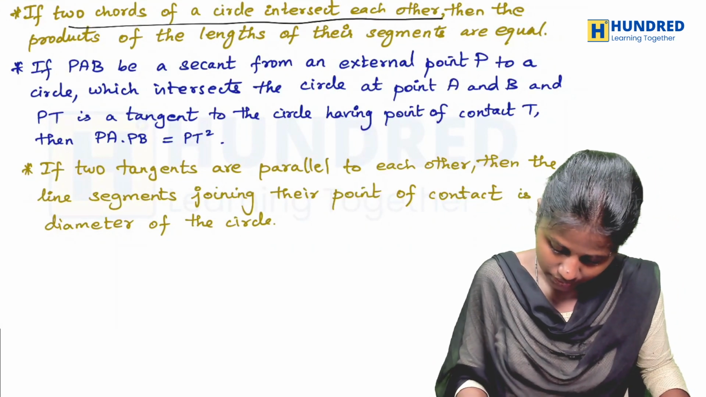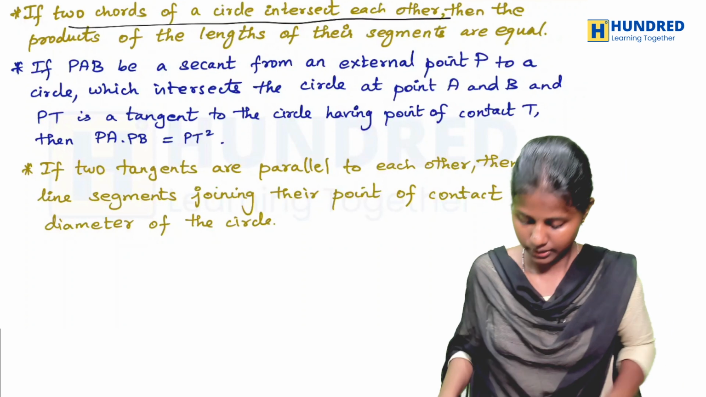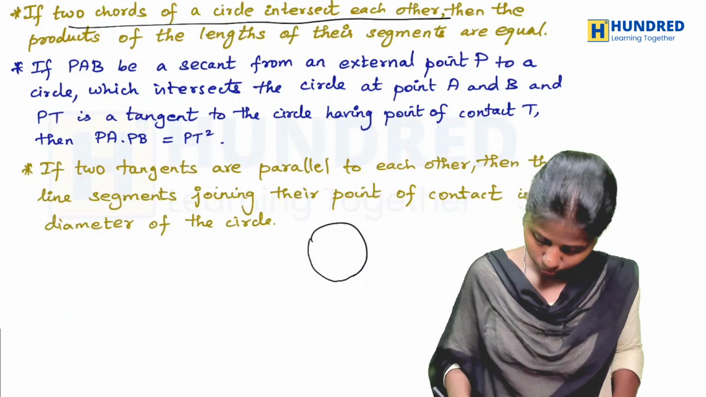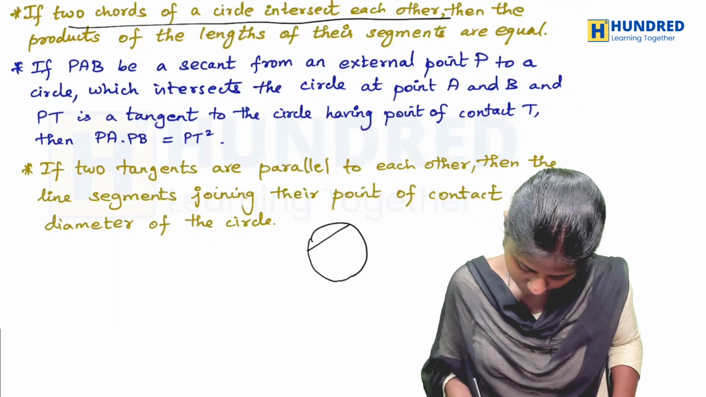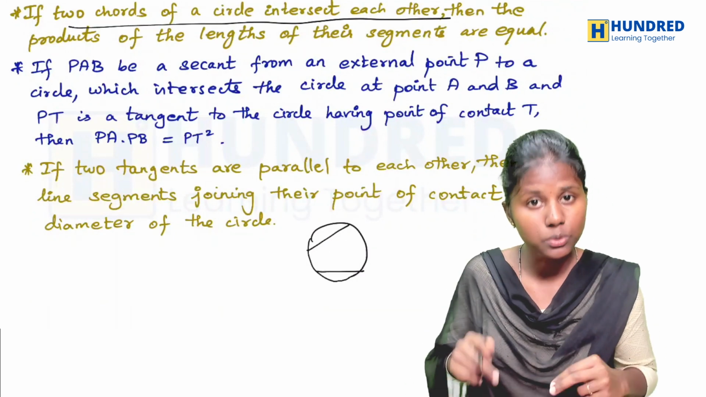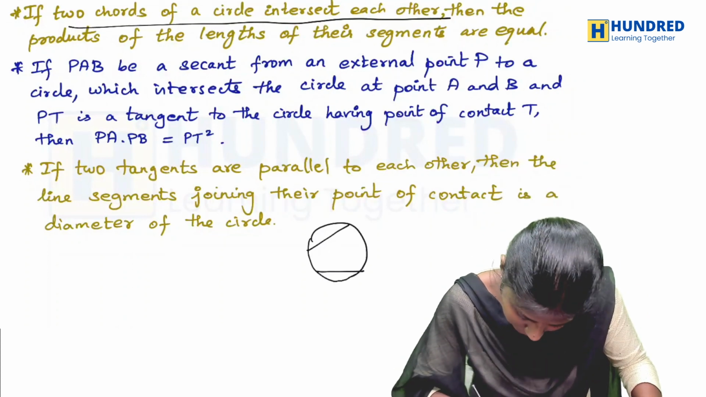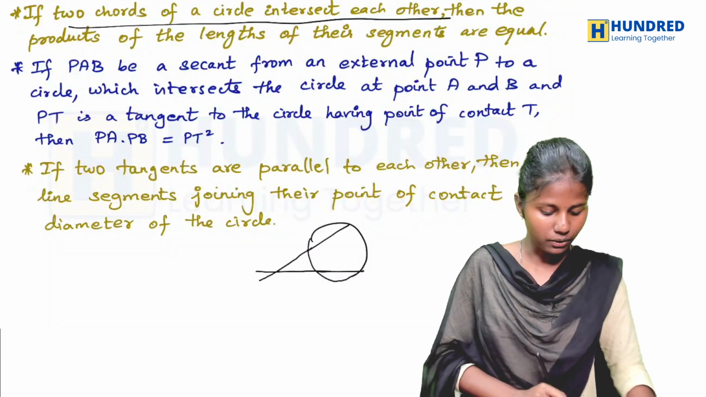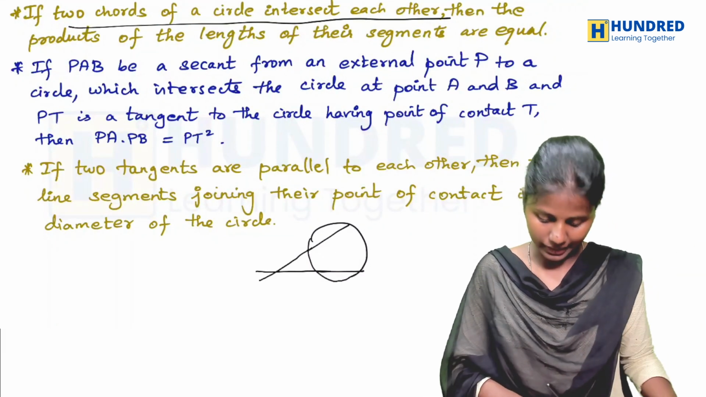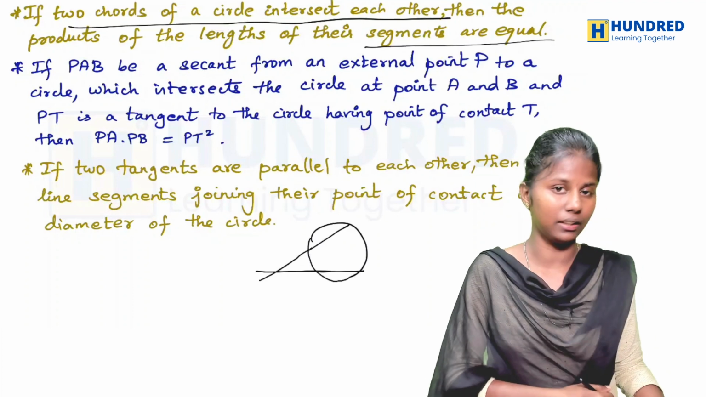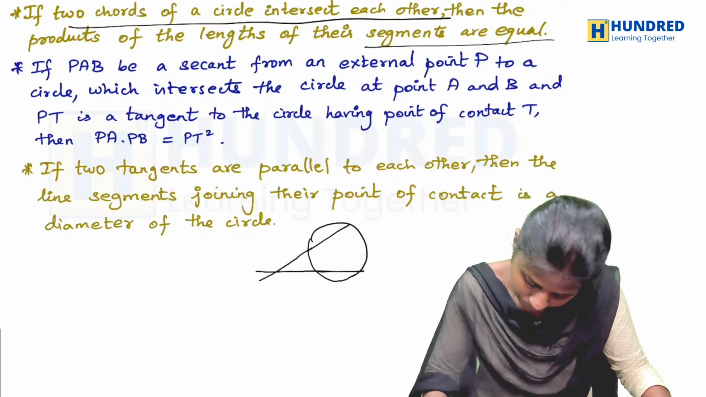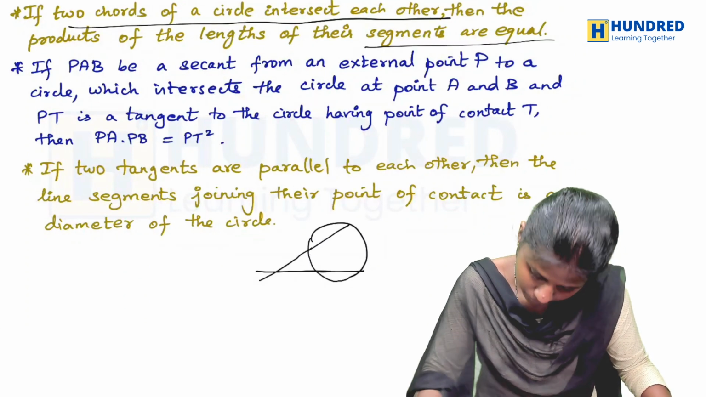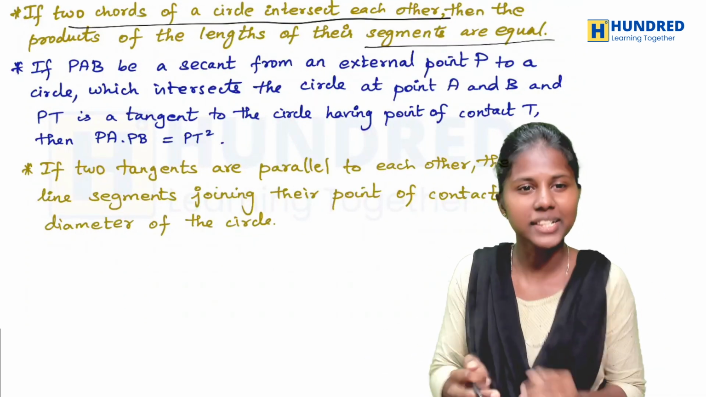When two chords of the circle intersect, see, I have to draw a circle and make two chords, right? I have to make these two chords intersect, so I extend these lines. They intersect. Then the product of the lengths of their segments are equal. What does it mean? What does this line indicate?